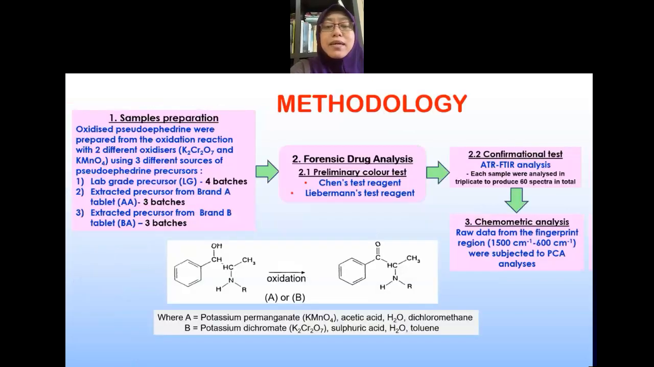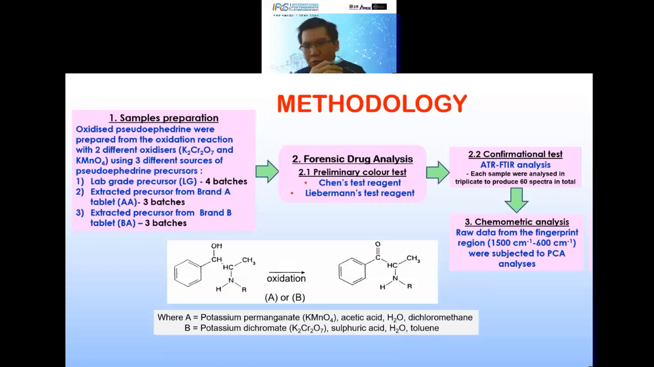For methodology, oxidized pseudoephedrine was prepared from the oxidation reaction with two different oxidizers, which were potassium dichromate and potassium permanganate, using three different sources of pseudoephedrine precursor, namely lab-grade precursor, extracted precursor from brand A and extracted precursor from brand B. Preliminary color tests, which were Chen-Kao and Liebermann color test reagents, were used as the initial screening to identify the samples, and a further confirmatory test by FTIR was done to ascertain the identity of the sample. The raw data from the FTIR analysis within the fingerprint region were then subjected to PCA analysis. For ethical reasons, the brief method for both reactions will not be discussed in detail here.